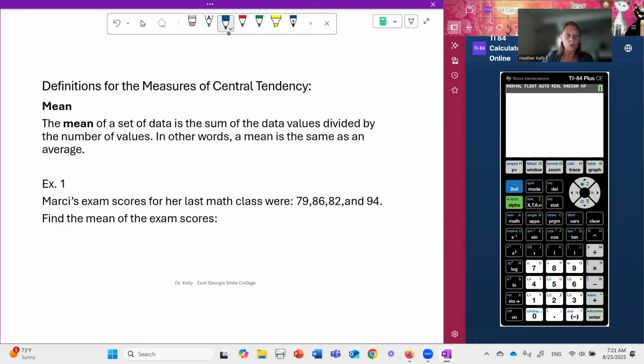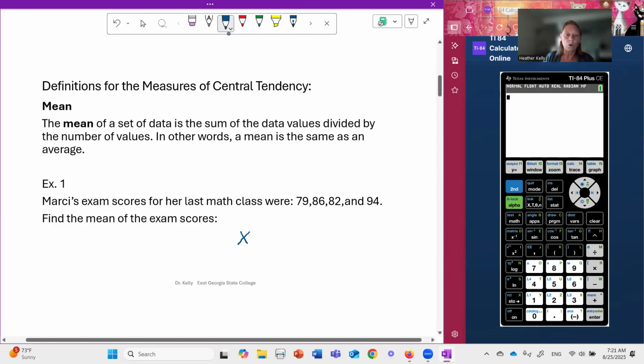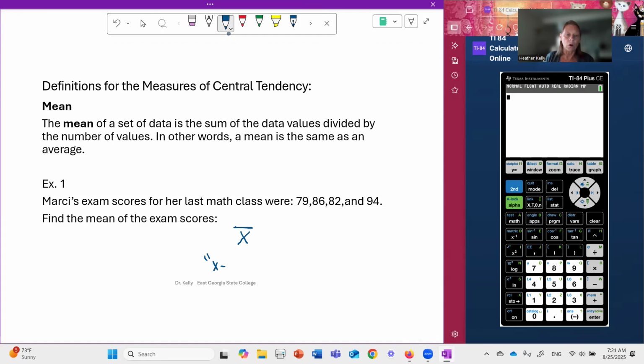Marcy's exam scores for her last math class were 79, 86, 82, and 94. Find the mean exam score. Now, first, I want to show you that the symbol we're going to use for mean is called an X bar. Okay, and so X bar is equal to 79 plus 86 plus 82 plus 94, all over 4.